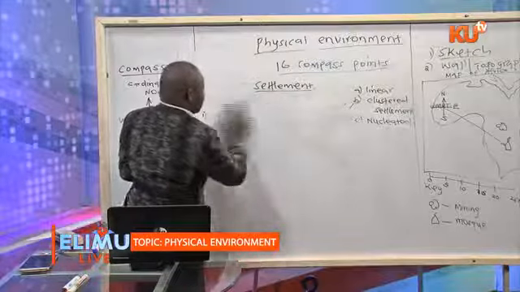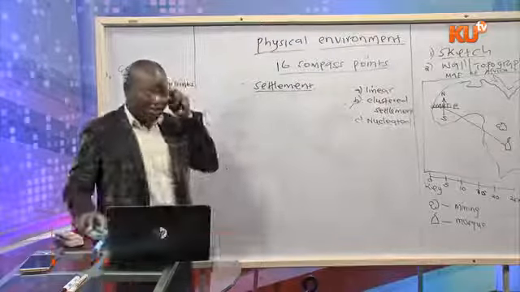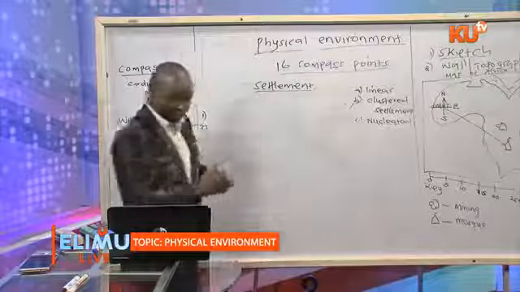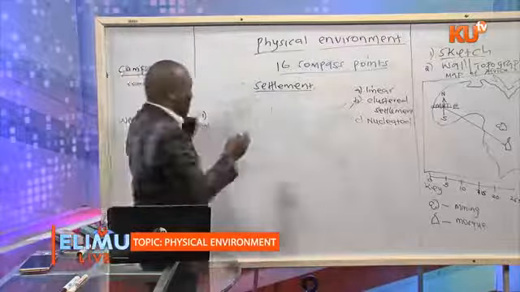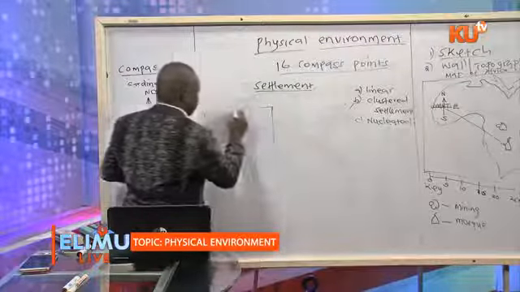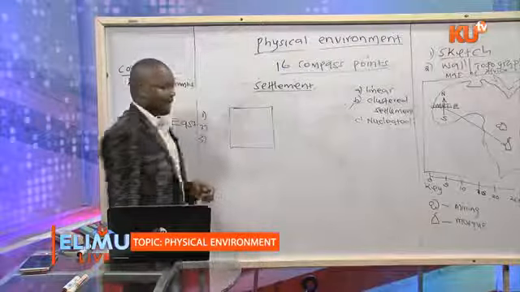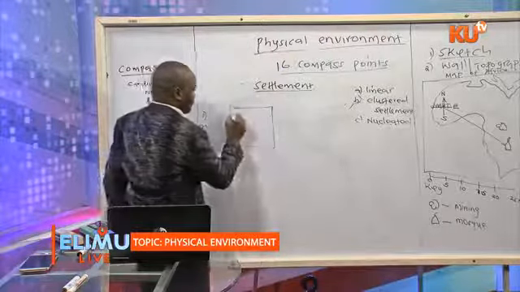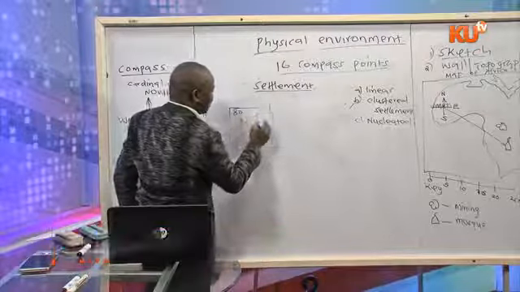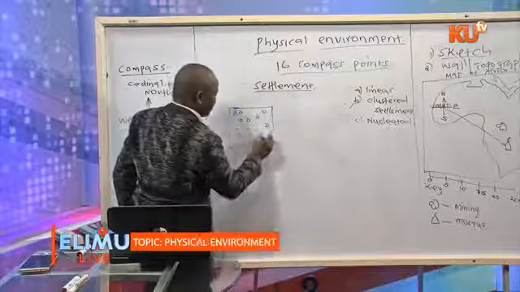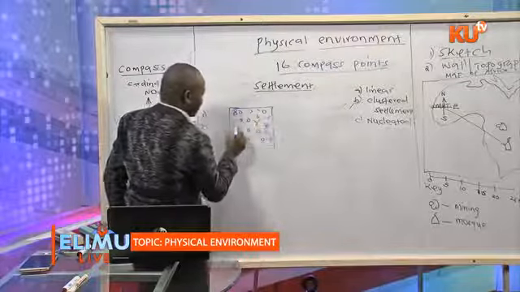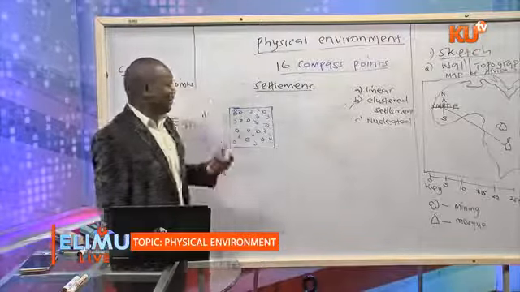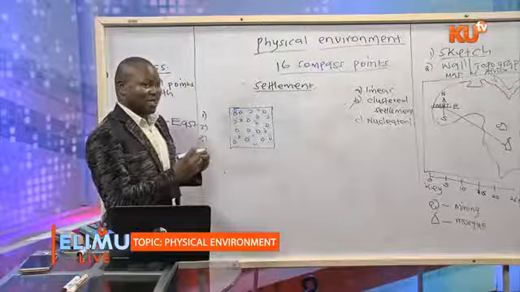So at times in an area, the area can be densely populated. That is the frame, densely, where the population is found everywhere. Then at times you can find that the population is sparse.